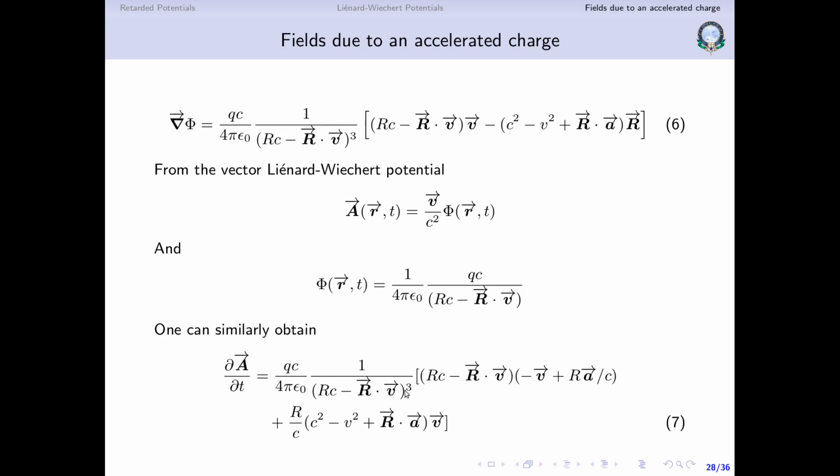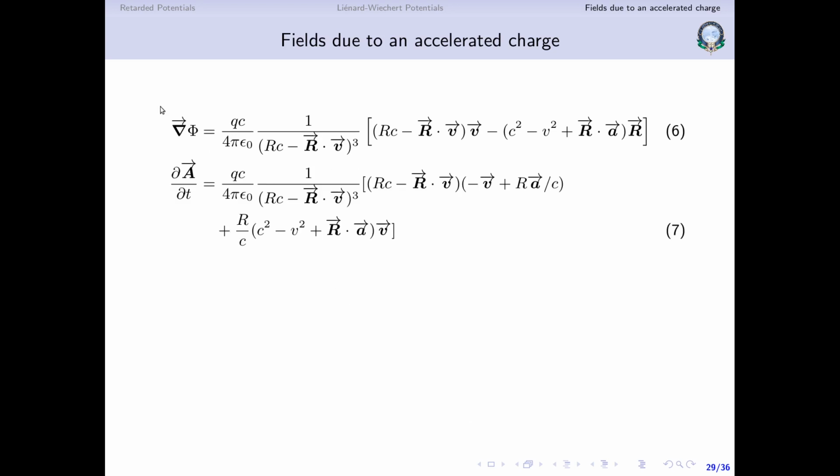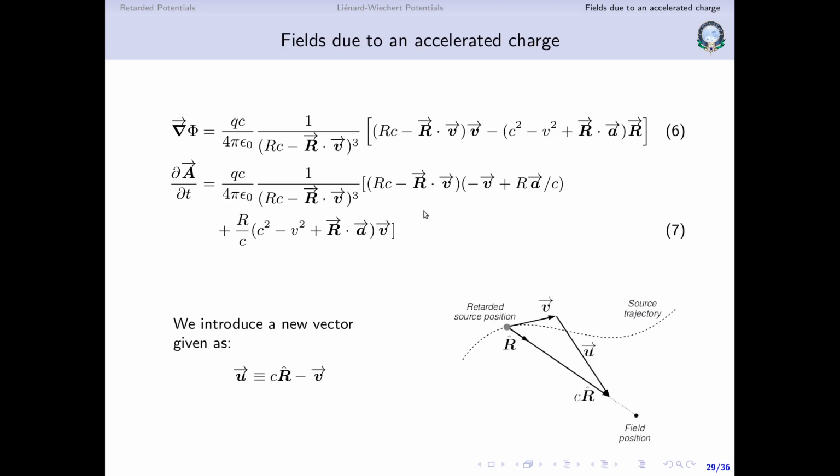So this again I'm not going to do over here. I'll just leave it to you as an exercise. You can try it out. It is pretty straightforward. So this gives us gradient of φ is equal to this, and ∂A/∂t equals this. So equations number 6 and 7.